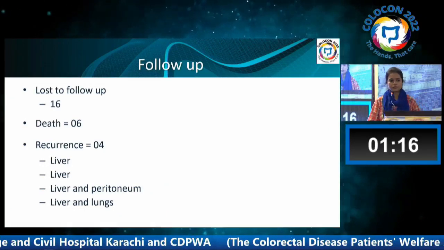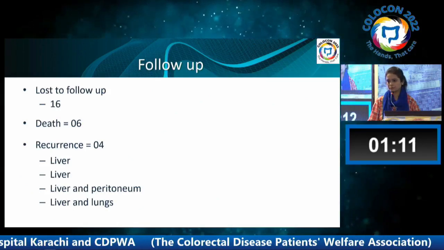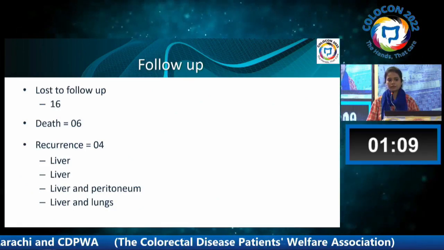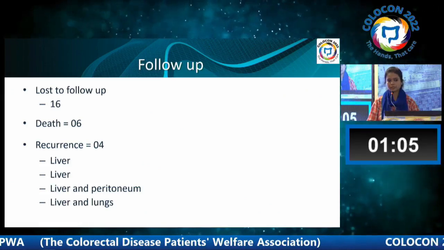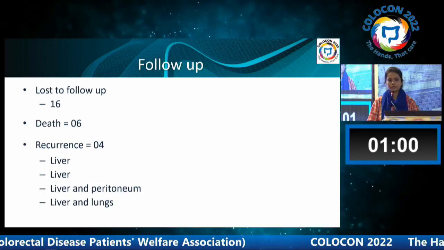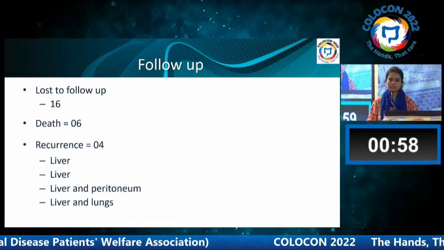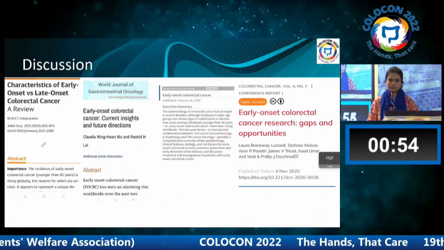So on follow-up, we found that 16 patients were lost to follow-up, and there were 6 patients who expired. 4 presented with recurrence, 2 with hepatic recurrence, and 1 patient with liver and peritoneal metastasis, and another one with liver and lung metastasis.